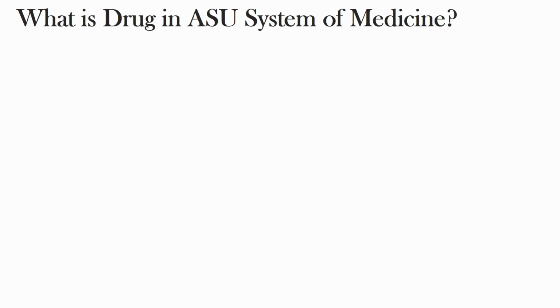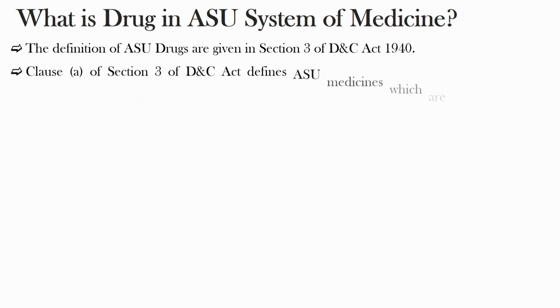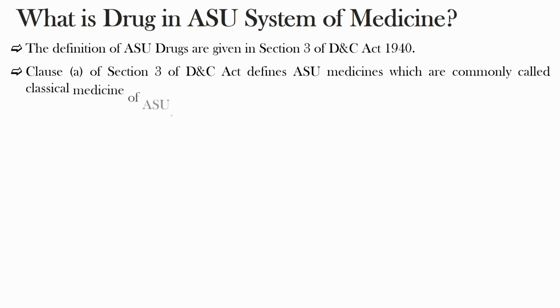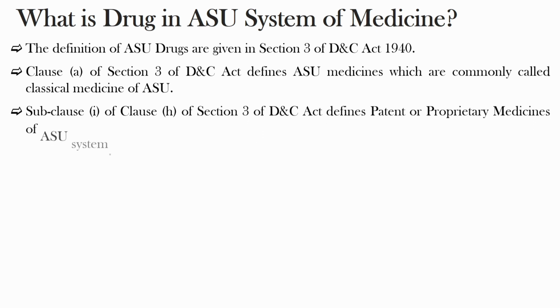Now coming to what is a drug in Ayurveda, Siddha or Unani system of medicine. The definitions of ASU drugs are given in section 3 of the Drug and Cosmetic Act 1940. Clause A of section 3 defines ASU medicine, which is commonly called classical medicine of the ASU system. Whereas sub-clause 1 of clause H of section 3 defines patent or proprietary medicine of the ASU system.